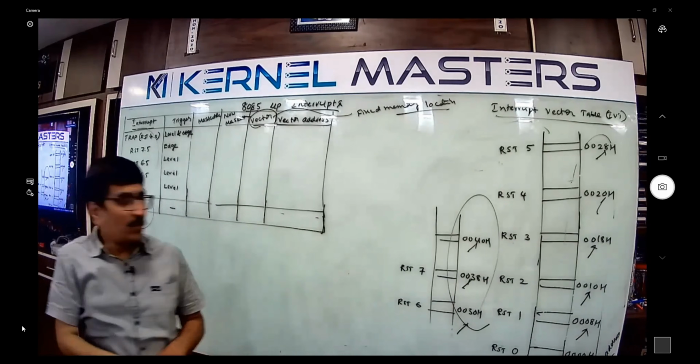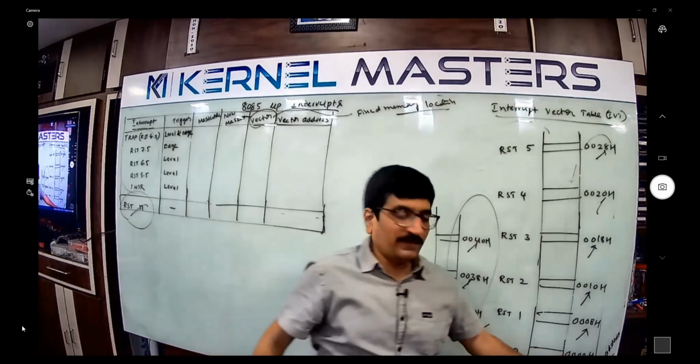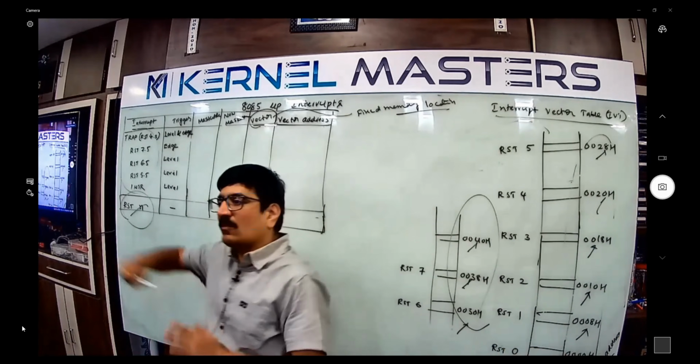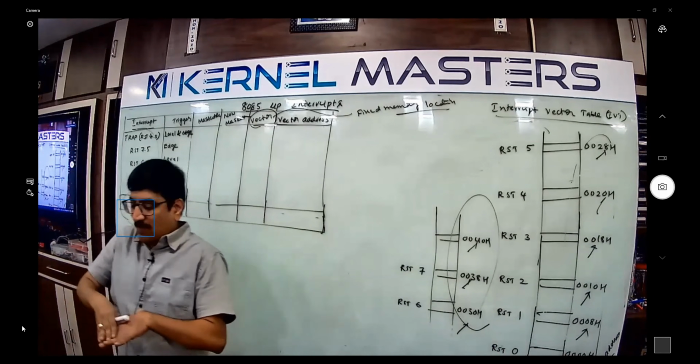and it automatically goes to the program counter. The program counter automatically goes to where? Here only. It stops the running program and goes to that location automatically.